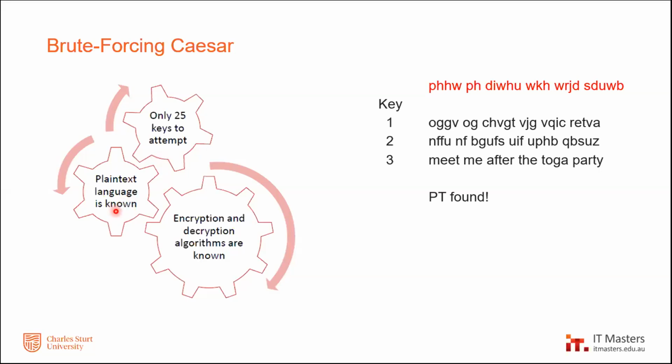So we know that the plain text language is going to be English. We know that we only have 25 keys to attempt, and we know that we have a Caesar cipher. So it's going to be really, really easy to break.